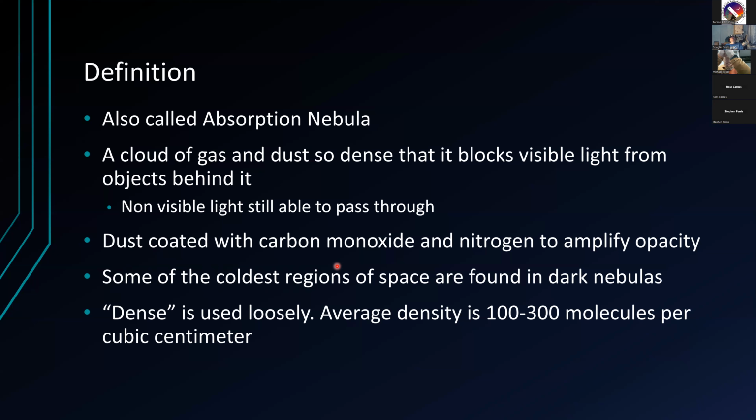Other wavelengths, notably infrared and radio waves, are able to pass through. If some have seen more recent images from James Webb, which does work in the infrared region, you can see examples of it in the pictures that it took of the Carina Nebula and of the Eagle Nebula, even though those two aren't dark nebulas specifically. Part of the reason for this is that these nebulas also tend to be rich in carbon monoxide and nitrogen, which amplifies their opacity and makes it a lot harder for light to pass through them.